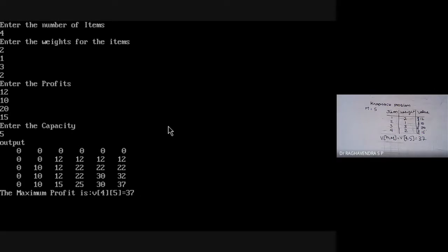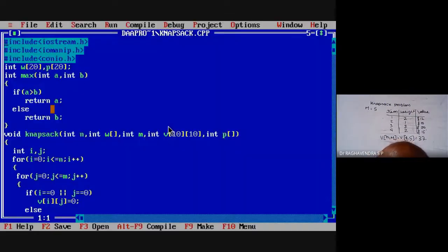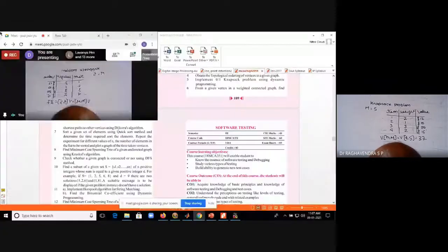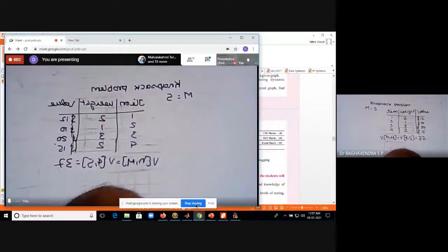Okay, so this completes my today's lab. I'm going to share all these programs through WhatsApp. So this completes today's lab. I will share these programs after the meeting. So just use these programs and execute them at home.